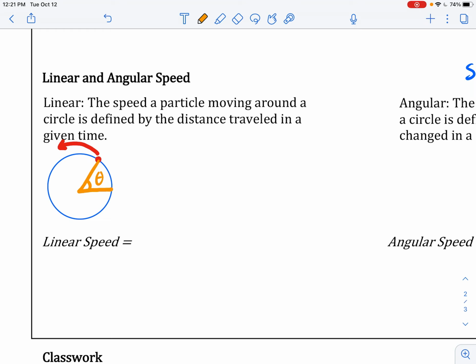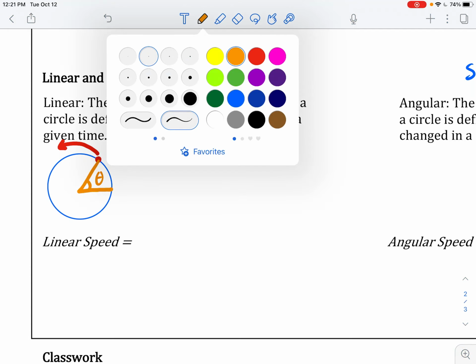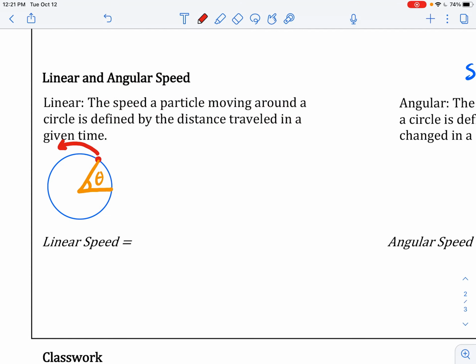Okay, so what is the speed that the angle is changing within a circle? So how do we figure out both of these formulas? Well, let's start with linear speed for a second. What do we know about linear speed? I just said that it's the amount of distance that a particle has moved over a certain amount of time.